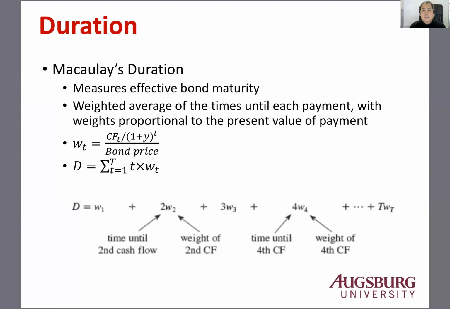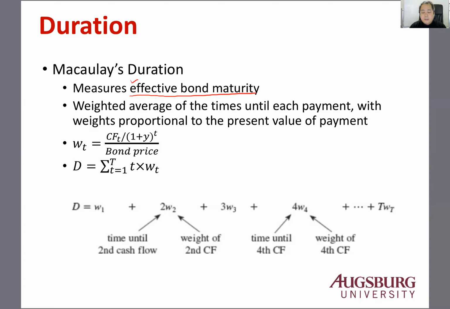Second part of Chapter 11 is the definition of duration. Duration is a measure of, actually, the effective bond maturity. So what is effective bond maturity?